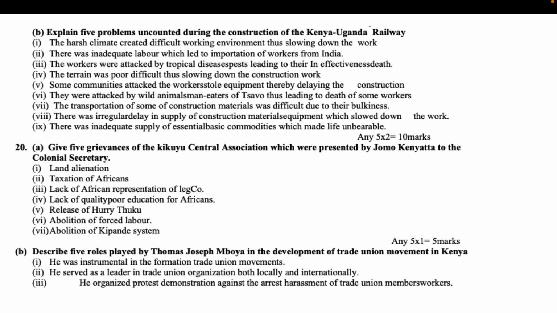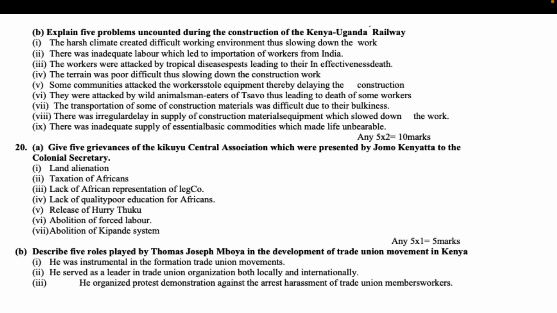Kenyatta to the colonial secretary. Land alienation. Taxation of Africans. Lack of African representation in LEGCO. Lack of quality, poor education for Africans. Release of Harry Thuku. Abolition of forced labor. Abolition of Kipande system. Any 5x1 equals 5 marks.